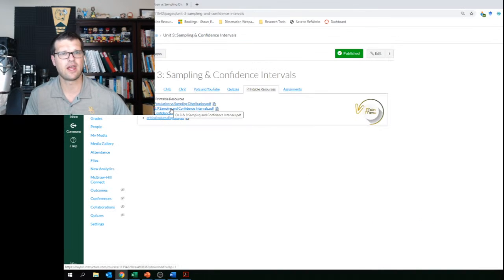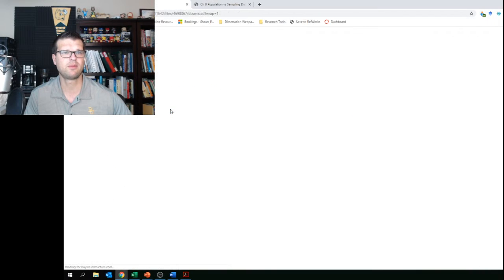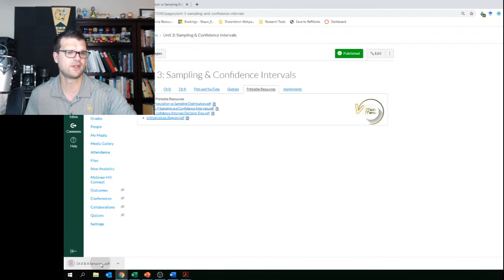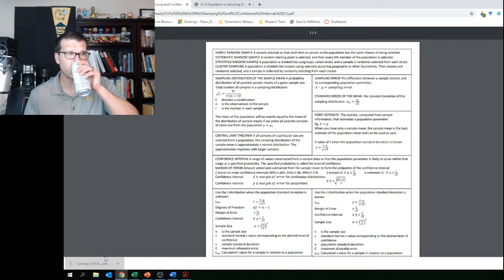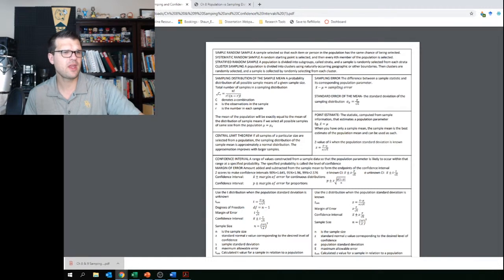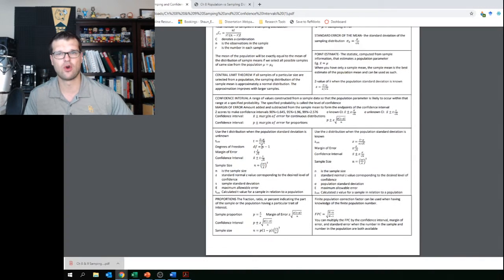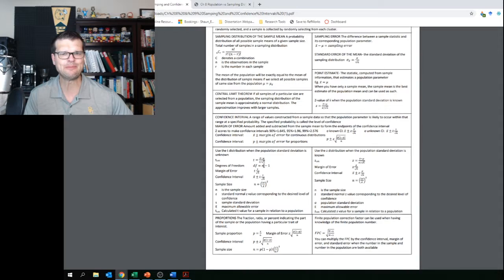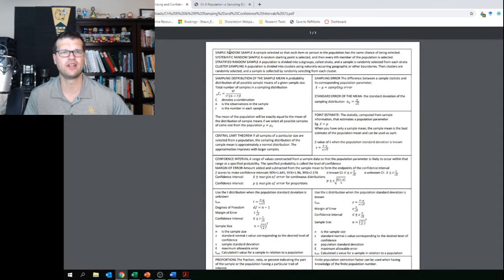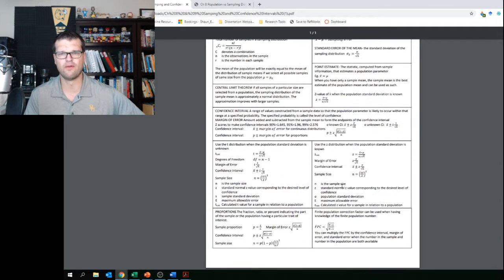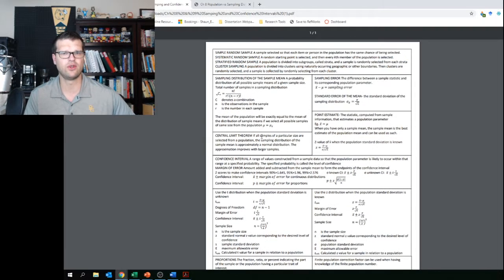Then the Chapter 8 through 9 sampling and confidence intervals PDF. I'm going to open this up. This is all the formulas that you're going to be using for Chapter 8 and 9. If you take a look through this, just like the previous ones, it gives you the terms, it gives you the formulas that go along with everything, how to calculate margin of error, and so forth. There's a lot of really good information in here, so make sure that you know how to navigate that.